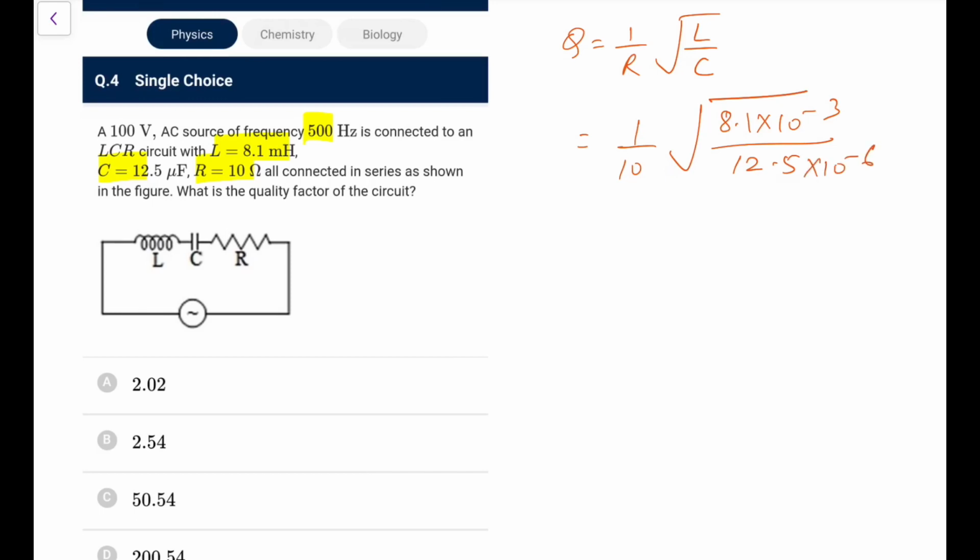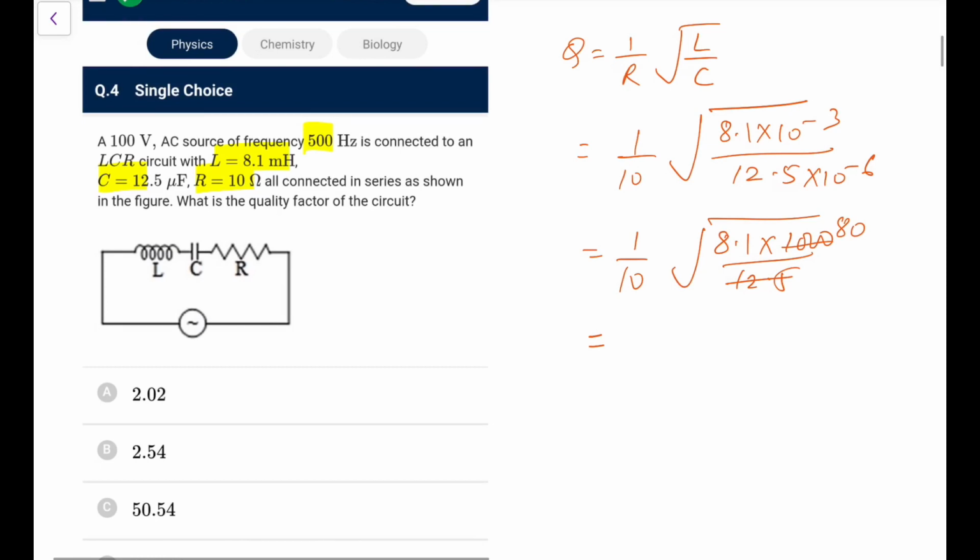Micro means 10 to the power minus 6. So what we have now, this is 8.1, that would be 1000, and that would be 12.5. So I do this, it is 2500, so 80 into 8.1 I'm roughly getting. So roughly if I do this, this is 8 and 8 will come out. So it would be 8 pi by 10 approximately, because root 10 is very close to what we call root 10.